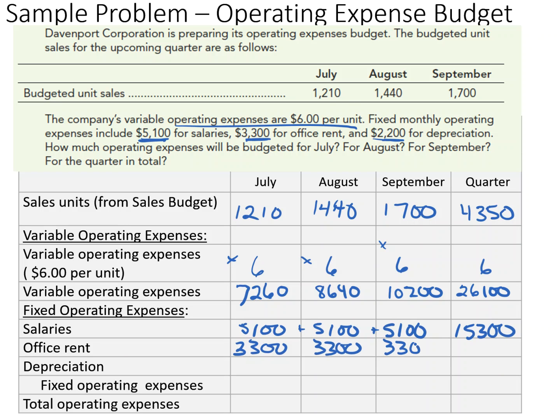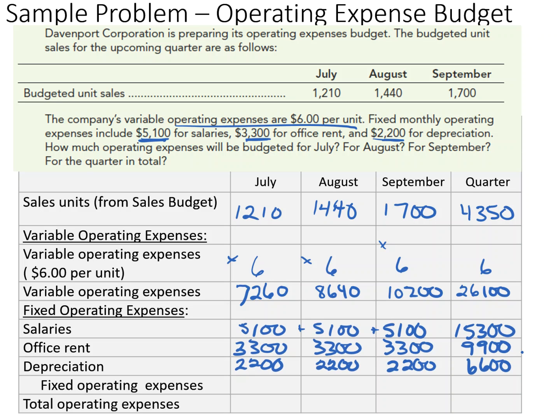Office rent will be $3,300 for each month. Fixed expenses don't vary with the level of activity, so we know those are always going to remain the same. Same for depreciation, $2,200 per month, or $6,600 for the quarter.